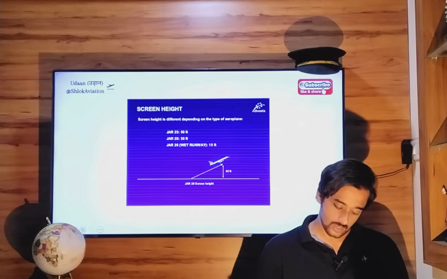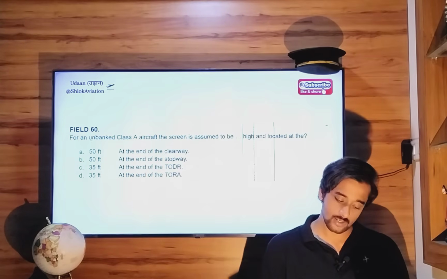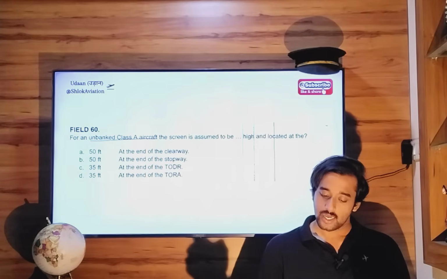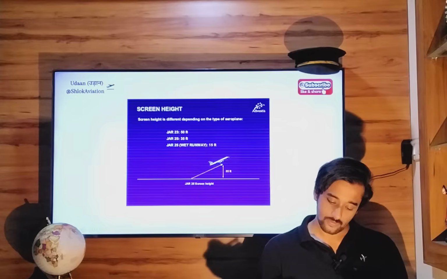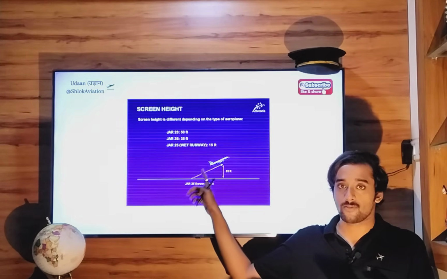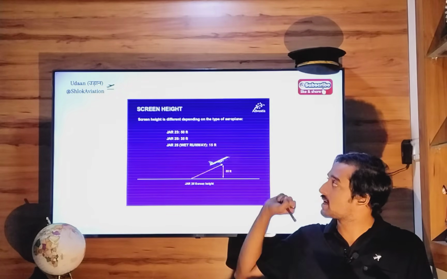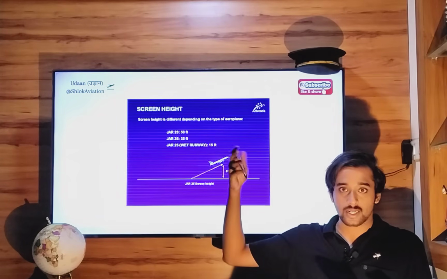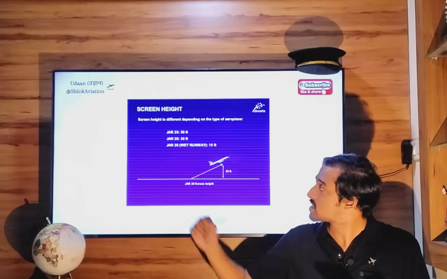Screen height. Yeah, next question related to that. For an unbanked class A aircraft, straight and level, the screen is assumed to be at dash height and located at dash position. So screen height is this, 35 feet above the runway. Once you lift off and you are 35 feet above the runway, that is called screen height. It's different depending on the type of aircraft. Screen height is dependent on type of aircraft, ambient atmospheric conditions.